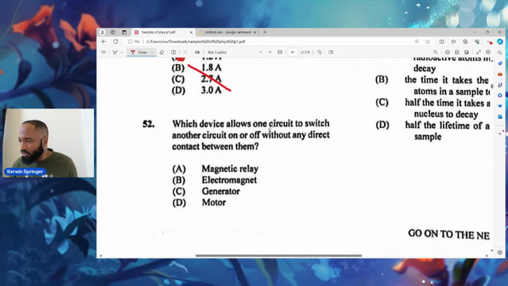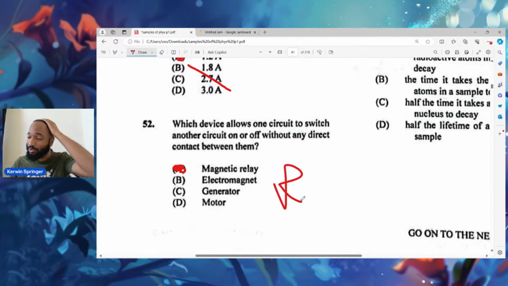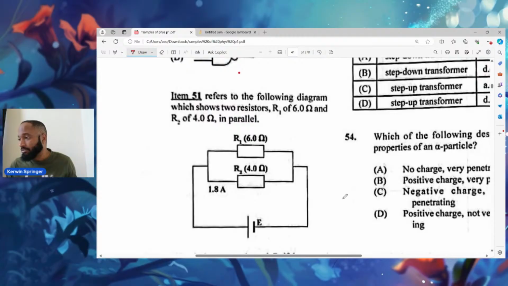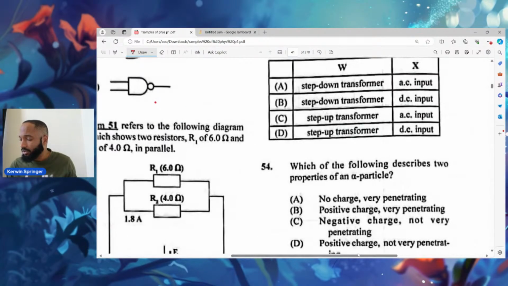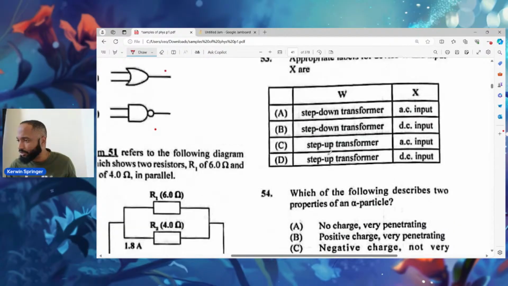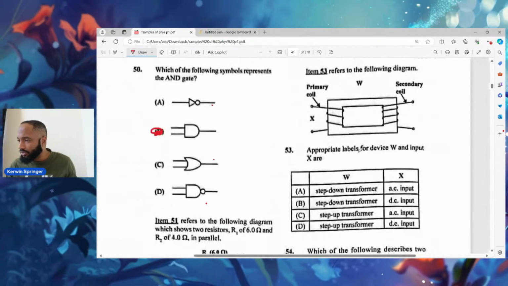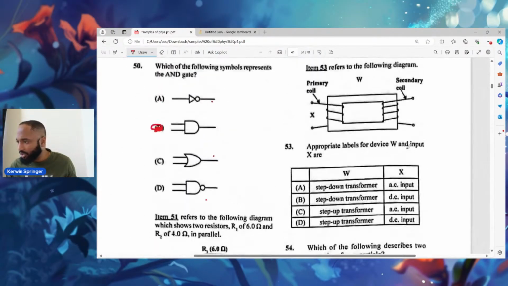Which device allows one circuit to switch another? A relay. I'll get this in the paper 2. This is paper 2. And you have to describe this for like 7 marks or something. How is the description for that? Which of the following describes 2 properties of an alpha particle? Wait, I left something else. 53. Did I leave out 53?